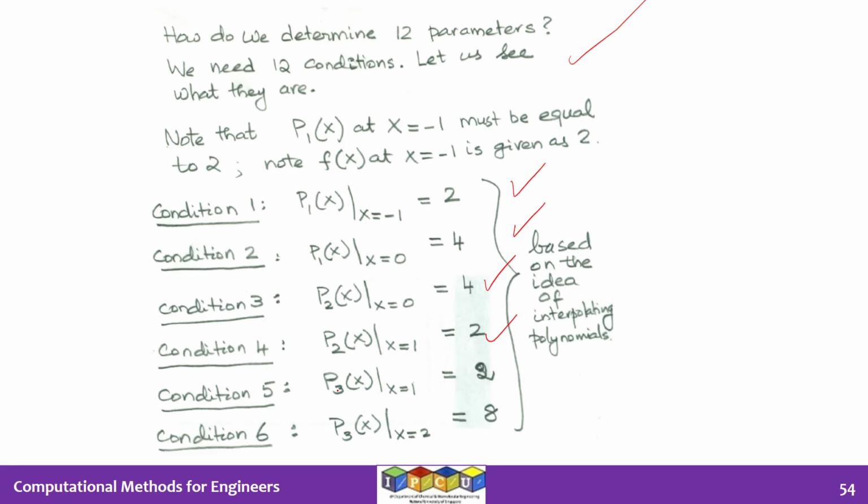Likewise, for the third polynomial P3, which is valid between x equal to 1 and x equal to 2, P3 at x equal to 1 should be equal to 2, and P3 at x equal to 2 should be 8. So basically, we have these 6 conditions already generated. As you can readily see, these conditions are based on the idea of interpolating polynomials. The interpolating polynomials should pass perfectly through the tabulated data points, and therefore these 6 conditions are there.